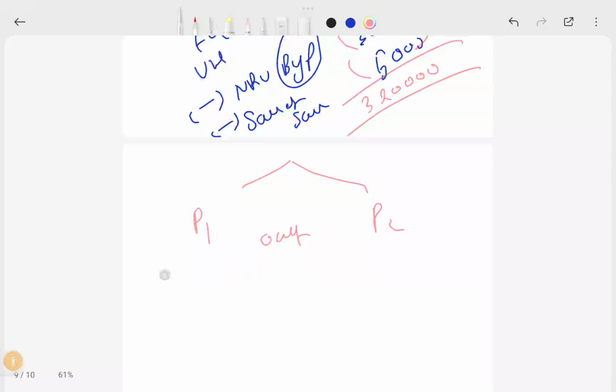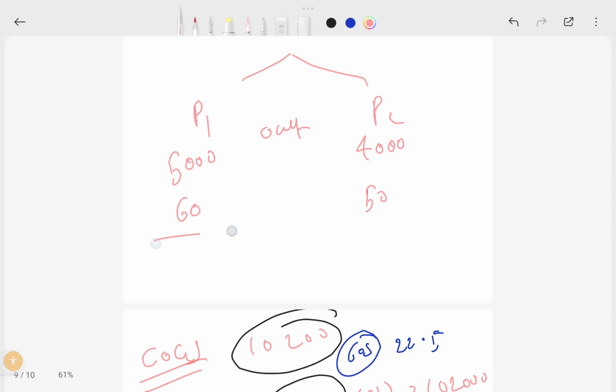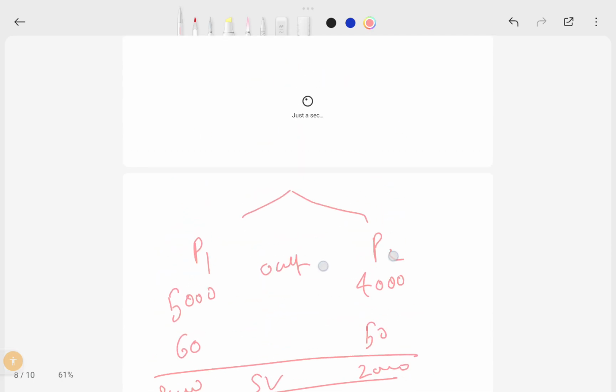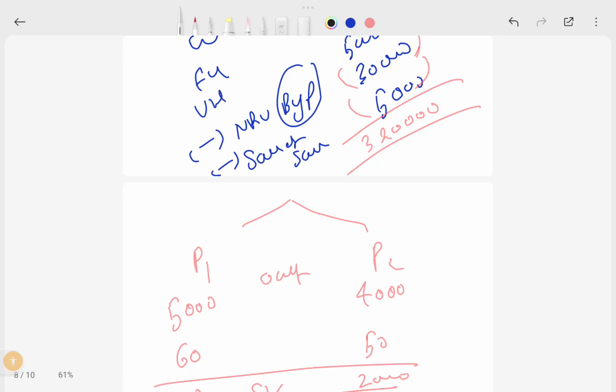They have given the output of each product: 5,000 is the output, 4,000 was the output. Okay, and then 60 is the market value and 50 is the market value. If you multiply, their sales values come to 3 lakhs and 2 lakhs. The ratio is 3:2. If you divide the 3,20,000 in the 3:2 ratio, product 1 cost will come to 1,92,000 and product 2 cost will come to 1,28,000.